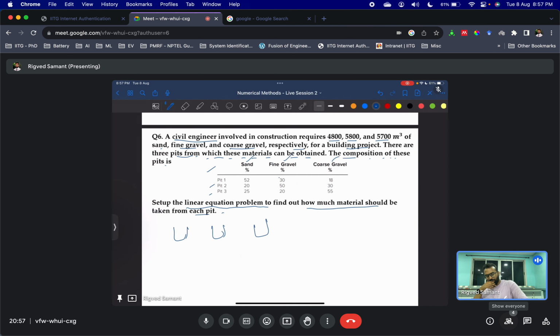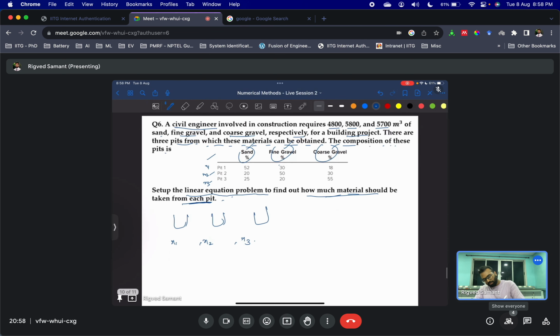So what will be your unknowns? You mean x1, x2 and x3, right? Again, different proportions. So what would be those x1, x2, x3? That is sand, fine gravel, coarse gravel. X1 for which one? Let's say for sand we take an x, that would not be your x1. X1 would be this. For each pit they are asking for a linear equation to find material from each pit. From each pit, your x1, x2, x3: how much percentage you have to add from each.